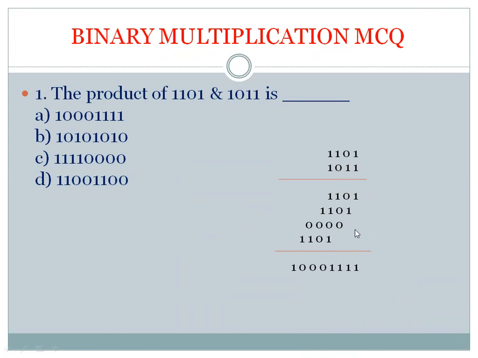So in the first column, the result is 1. 0 plus 1 is nothing but 1. 1 plus 0 plus 0 is nothing but 1. 1 plus 1 plus 0 plus 1 is nothing but 3 in decimal. The equivalent binary form is 11. Therefore, you are writing 1 in the result and 1 in the carry.